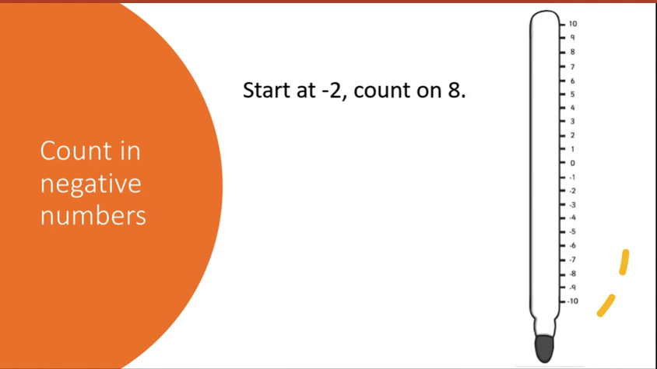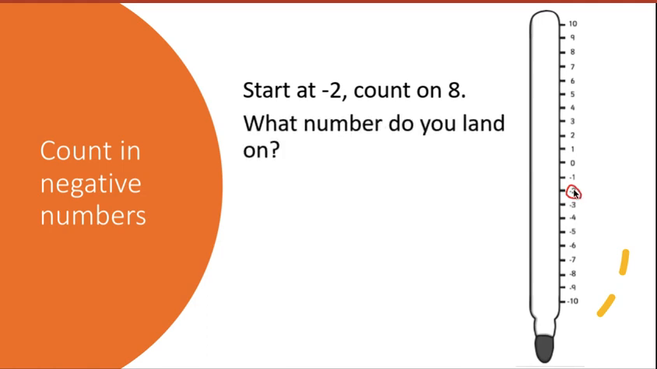Now this time we're going to start on a negative number. We're starting on minus 2. And this small sign here looks like a takeaway. But in this case, it's showing that it's a minus 2, and that's where we're starting. So let's draw around minus 2. That's where we're starting. And we're going to count on 8 and find out what number we land on. So let's count on 8. 1, 2, 3, 4, 5, 6, 7, 8.